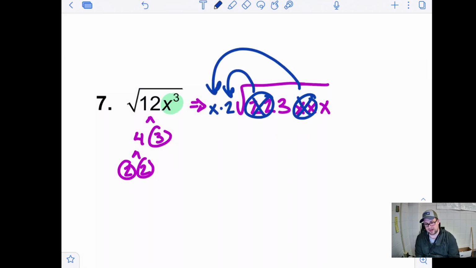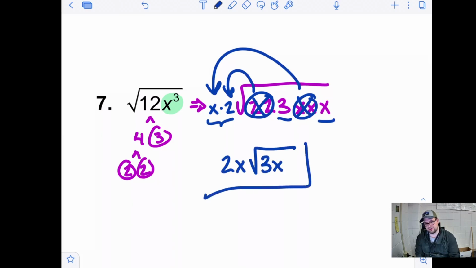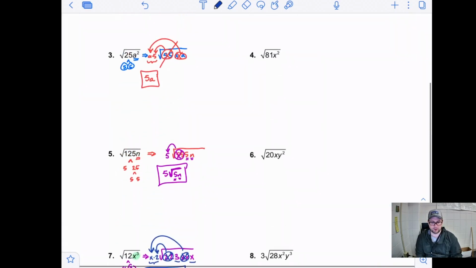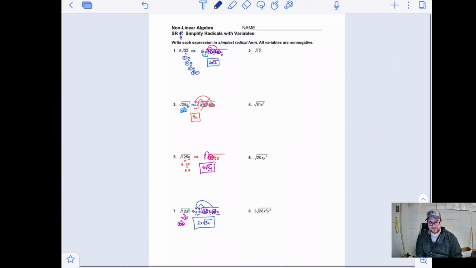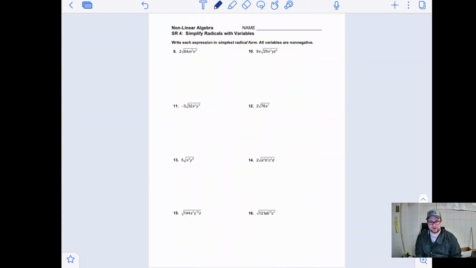Remember to cross out the stuff inside. Now we do still have stuff remaining inside of our square root. We had a 3 and we had an x, so those are going to stay right here. And then on the outside, x times 2 is just going to give us 2x, which will make this our final answer. Right? So the process overall isn't extremely difficult, but it is a little bit different because of how you think about those variables.